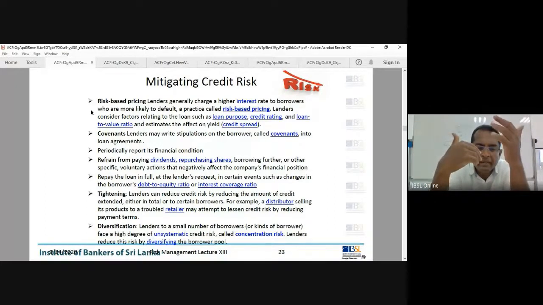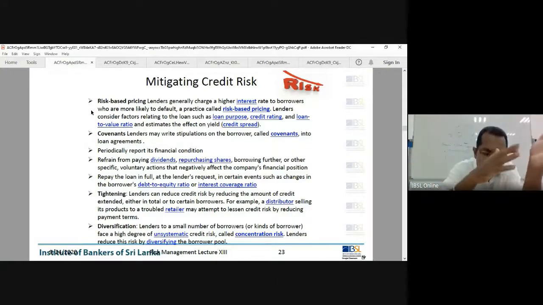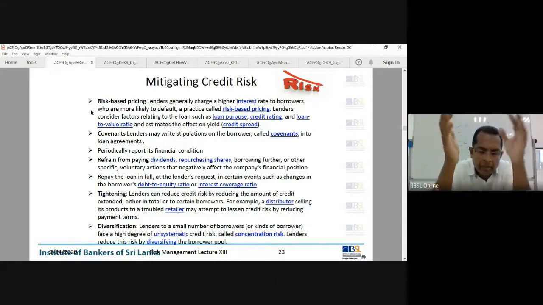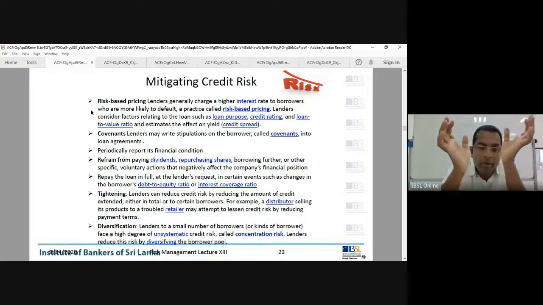Then we put covenants. We have already discussed positive covenants and negative covenants, or affirmative covenants or restrictive covenants. Right? You need to submit insurance policy is an affirmative. But you can't give more than 50% dividend payout, then it is a restrictive covenant. Tightening, that means when the customer goes bad, whatever the undisbursed amount, you can stop giving to him. So that is called tightening.